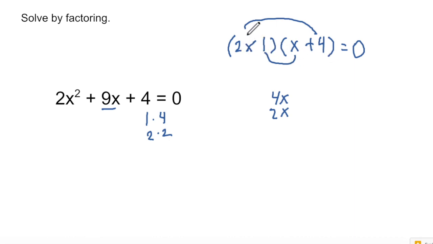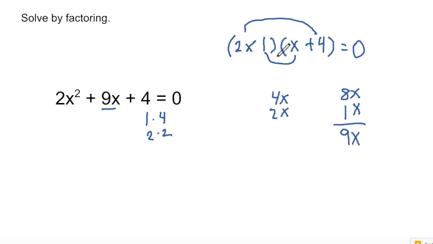Then when we multiply it out using FOIL, we see 2x times 4 gives us 8x, and the inside term, this is the other x term, is 1x. And if we add those together, we get 9x. So that's how we can use FOIL to check to make sure this works out. And then, of course, the x terms. 2x times x gives us 2x squared, and 1 times 4 gives us 4. So using FOIL, we just verified that this is correct.